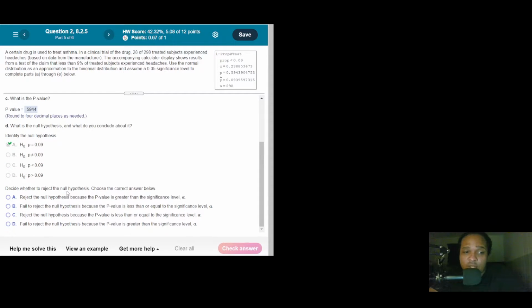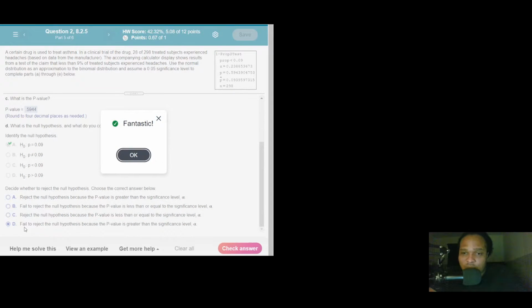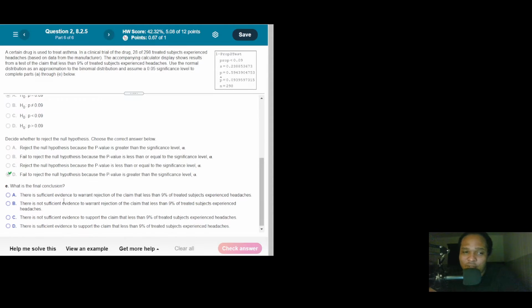Okay, decide whether to reject the null or fail to reject. So remember, we look at our p-value and we compare it with the significance level. If the p-value is less than your sig, you reject. If your p-value is greater than your sig, you fail to reject. Look at your p-value here. 0.59 is definitely greater than 0.05. So we're going to go ahead and fail to reject. And we're failing to reject because it's greater. And that's what this whole section is about. They may throw some curveballs at us, but we'll be able to get over it.